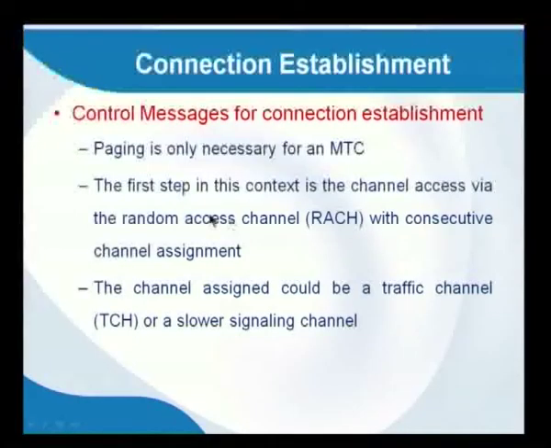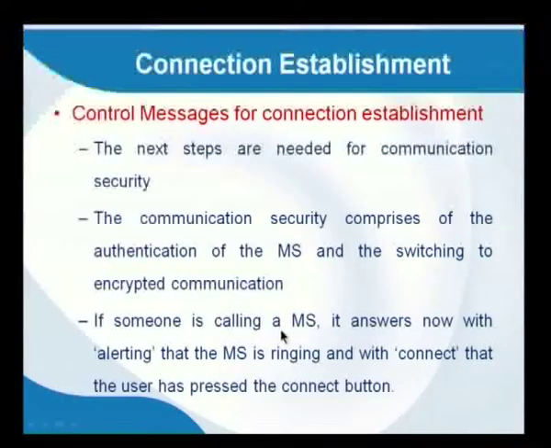So, the first step in the exchange of the control messages is nothing but channel access. That is, the channel is accessed via the random access channel, that is referred to as RACH. So, the channel assigned could be a traffic channel or a slower signal channel. Before establishing the connection, security has to be ensured as well as authentication has to be performed. Now, the control messages also involve security and authentication.